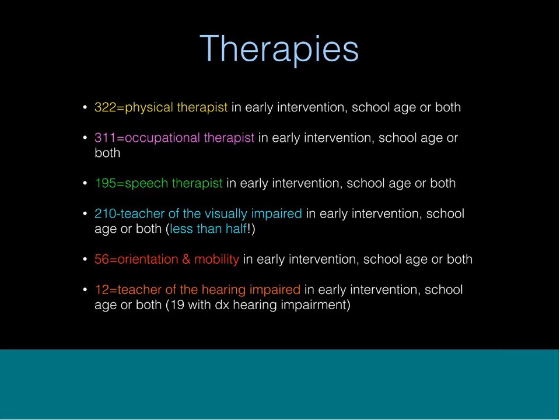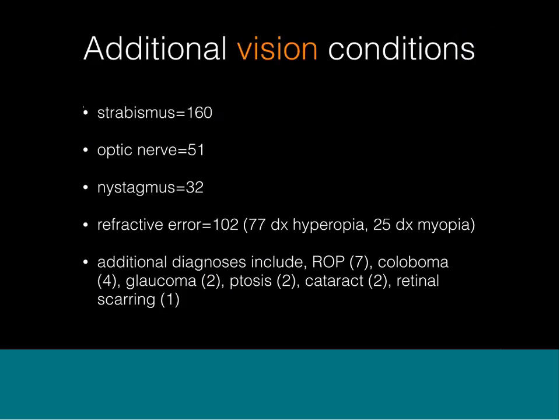Okay. So then when we look at what are the vision conditions that these children have in addition to CVI? Many of the children have strabismus. Many, many, many of the children have an eye that turns in or turns out. A great number of them have some optic nerve disorder, like a pale optic disc or a small amount of optic atrophy or hypoplasia. But it's not enough to explain their functional use of vision.